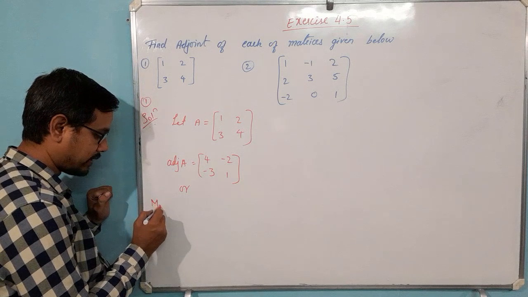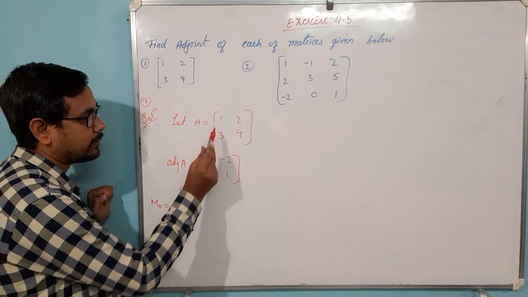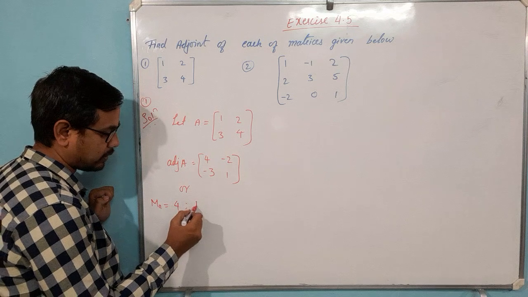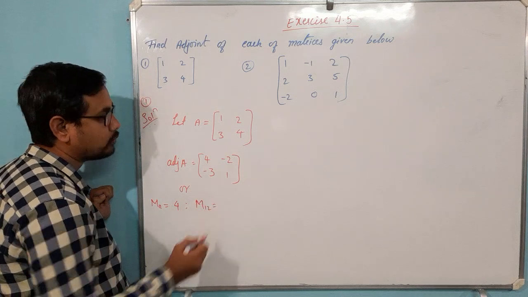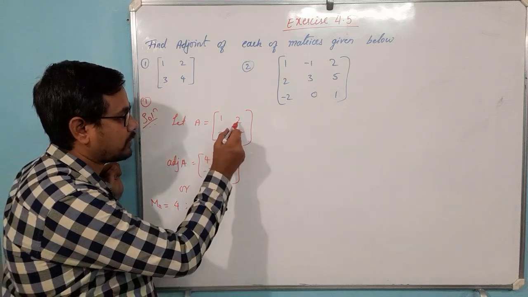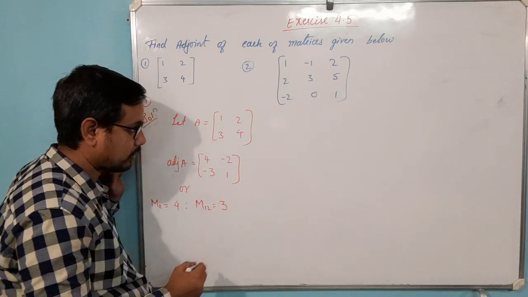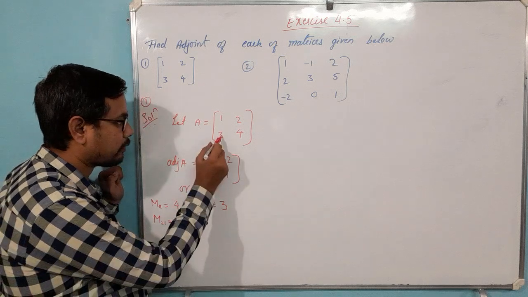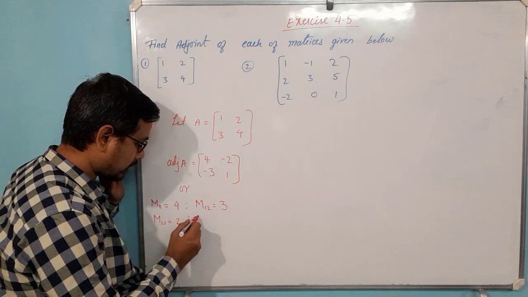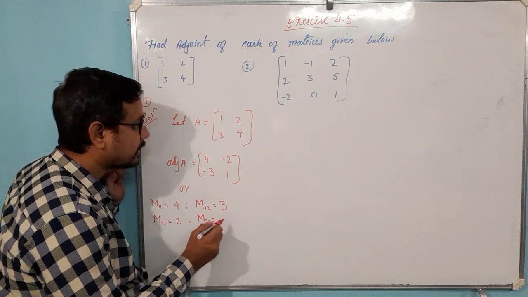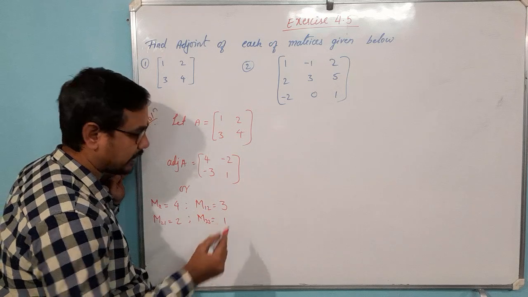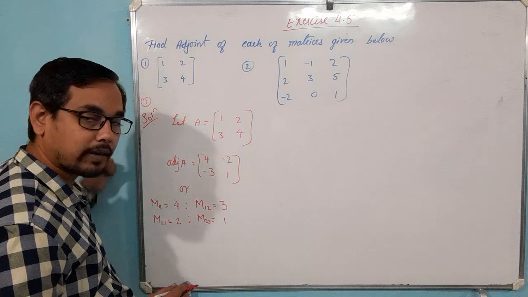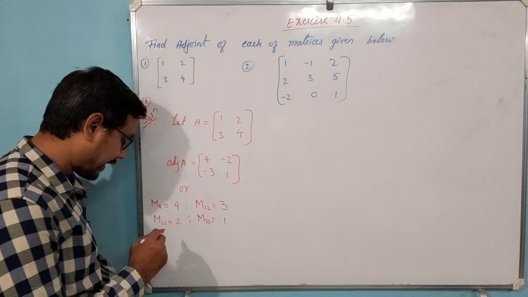What is M11? M11 is the minor of A11, that is 4. M12 is the minor of this one, that is 3. M21 is the minor of A21, that is 2. M22 is the minor of A22, that is 1. Right? We have got the values of M11 up to M22. Now cofactors.